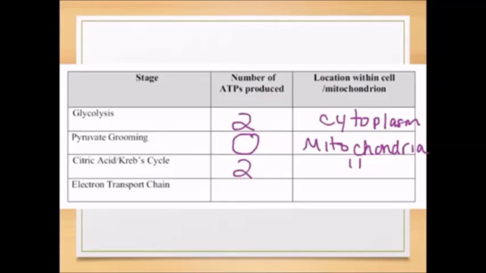And finally, in our electron transport chain, we're going to produce 28 ATPs, and that happens in the mitochondria as well. So we can see overwhelmingly that the vast majority of the energy that we transform from a molecule of glucose is going to be occurring in our electron transport chain deep in the mitochondria.